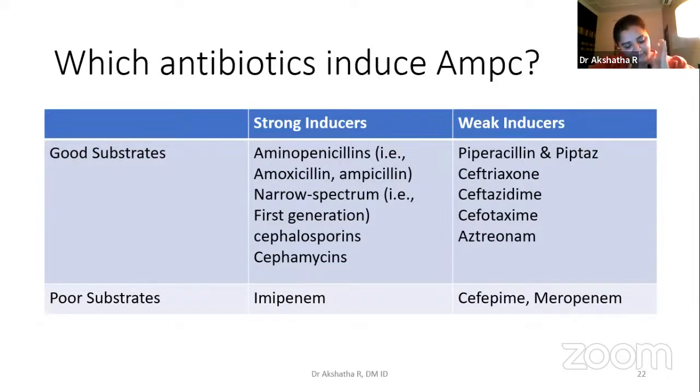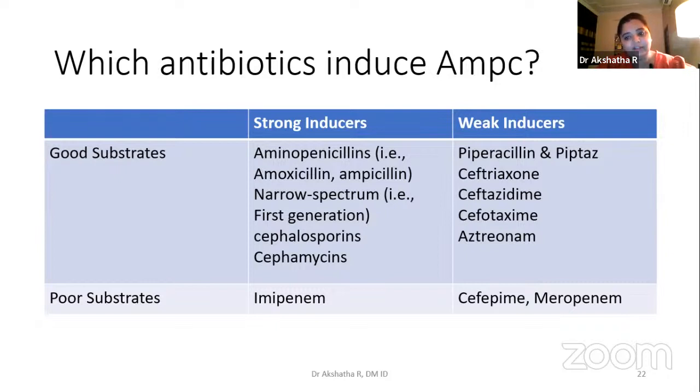So we have certain antibiotics which are strong inducers, which are weak inducers, and there are antibiotics which are good substrates. That is, the AmpC will break down these antibiotics very easily, and there are certain antibiotics which are poor substrates. Strong inducers means if you give these antibiotics to the patient, they will induce more and more AmpC production. So your aminopenicillins like amoxicillin, ampicillin, your first generation cephalosporins, including your cephamycins, are good substrates as well as strong inducers. So are you going to use them? No, never use these in patients having inducible strains with inducible AmpC production.